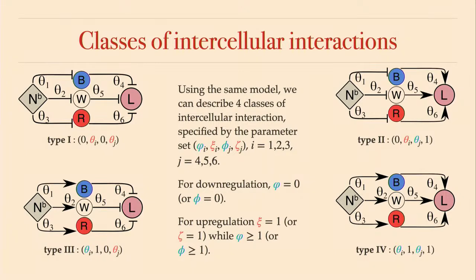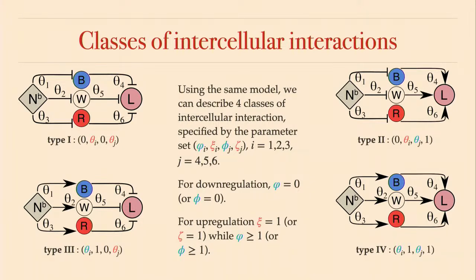This is what we refer to as type 1, and in all the other types, we assume that basically the NB is going to have the same effect on all 3. So either it's going to downregulate as it does here and here, or it's going to upregulate as in here or here, right? And similarly, the 3 genes B, W, and R are going to either repress or promote the production of ligand.